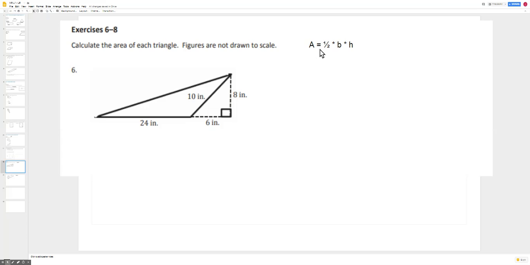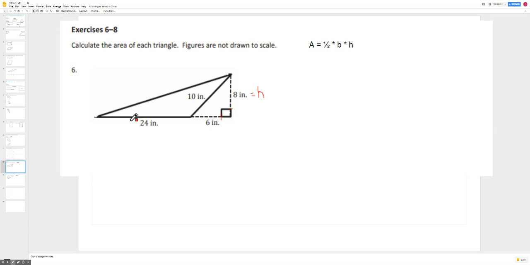Remember, I wrote it up here. Area equals 1/2 times base times height. So we have to identify what is the base and what is the height. So once again, we find that 90-degree angle. And we have the height or the altitude right here of 8. So that would be our height.